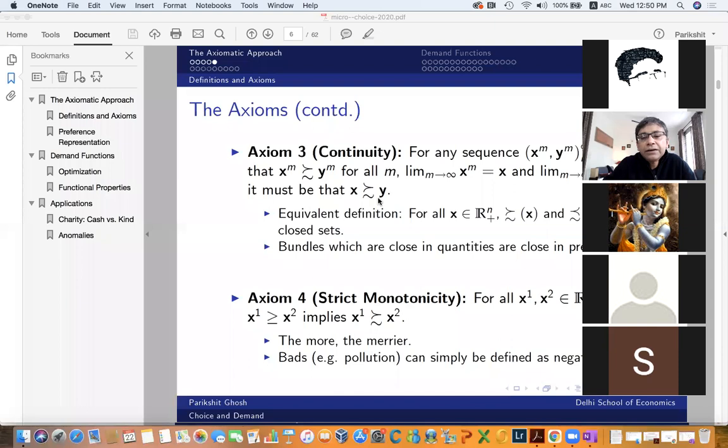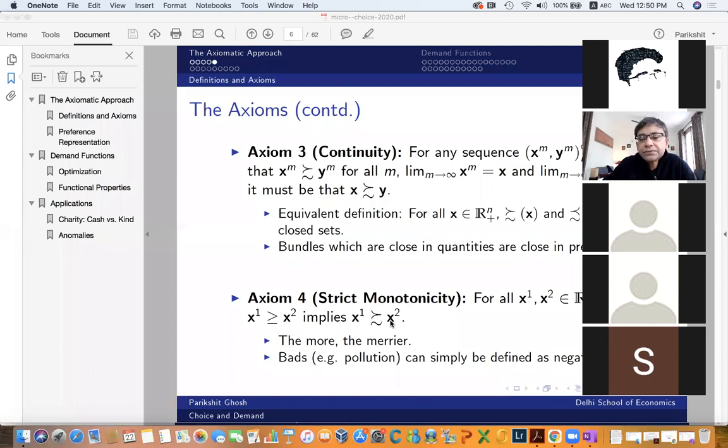So could you explain strict monotonicity once? Strict monotonicity says that if I compare these two vectors, and this first vector has weakly more of each good compared to the second, then the consumer weakly prefers the first bundle to the second.